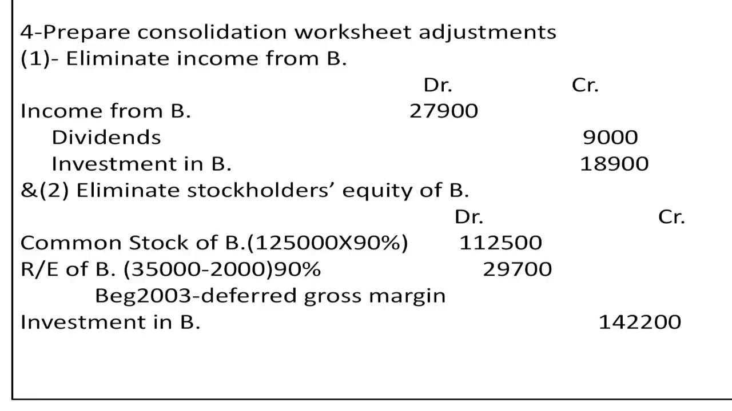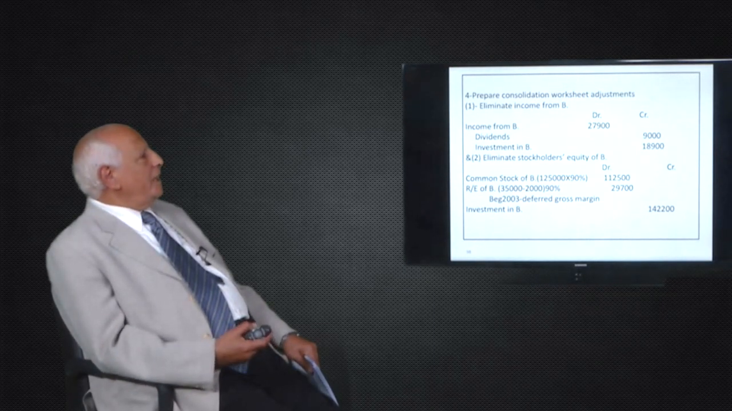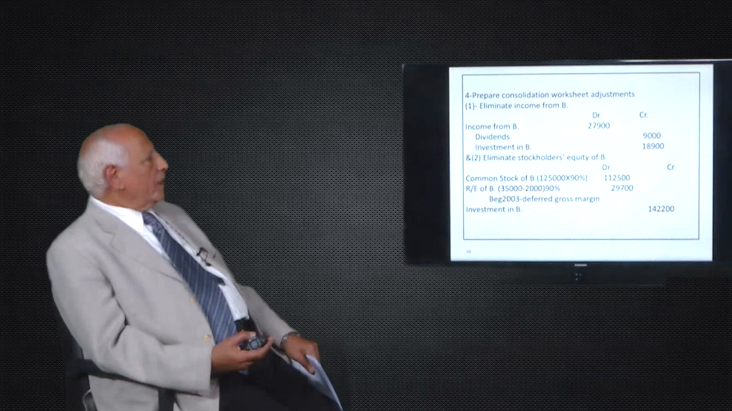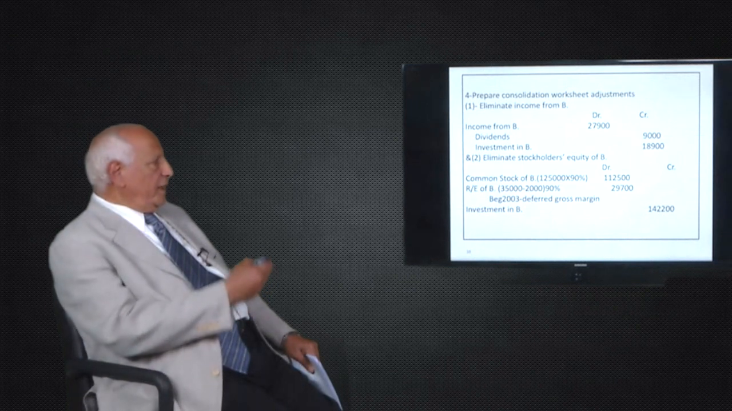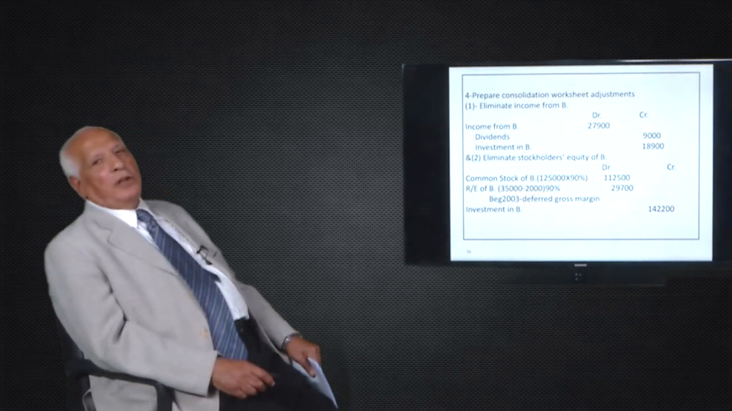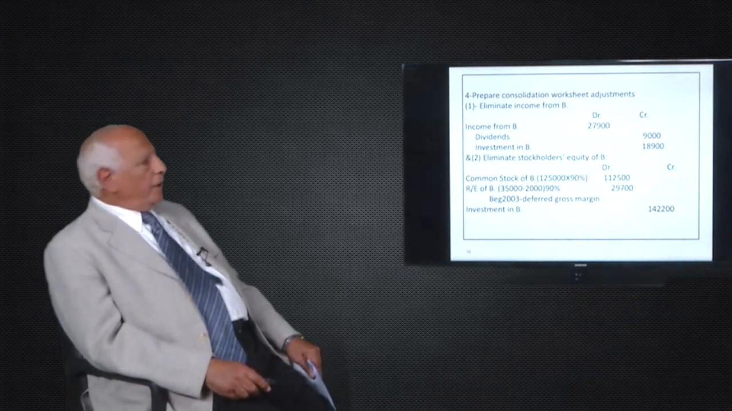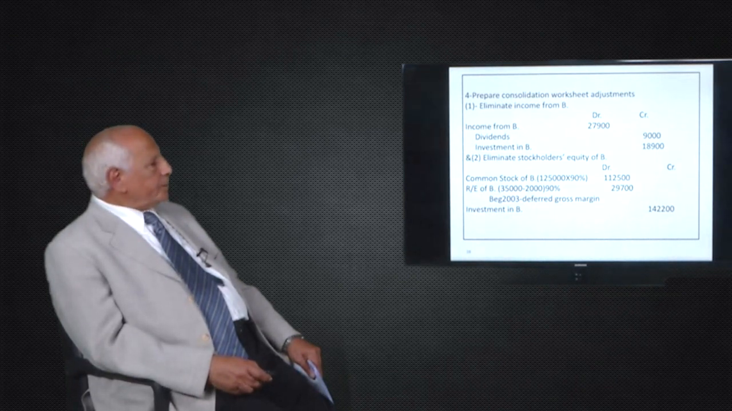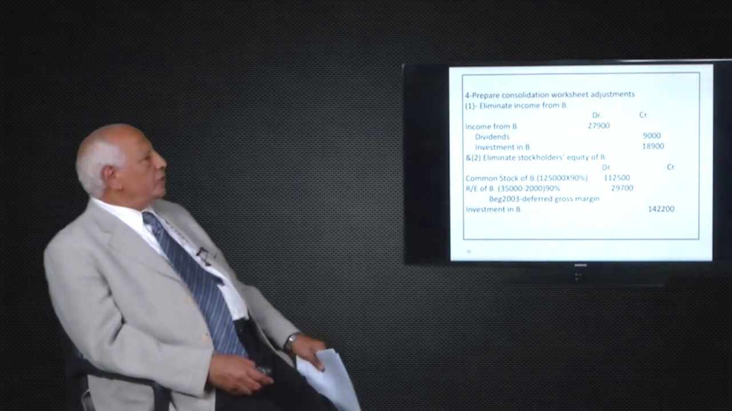After this, the consolidation worksheet adjustments. Remember, you have to look at the adjustments again. Eliminate income from B. We have this before. Income from B, 27,900, credit; dividend, 9,000. The difference between 27,900 and 9,000 gives you investment, which is 18,900. Second one, you need to eliminate stockholders' equity of B. Common stock of B, debit 112,500, retained earnings 29,700, and investment will be 142,200.